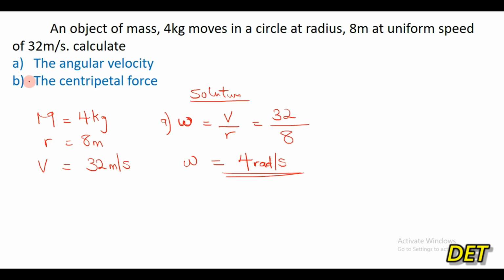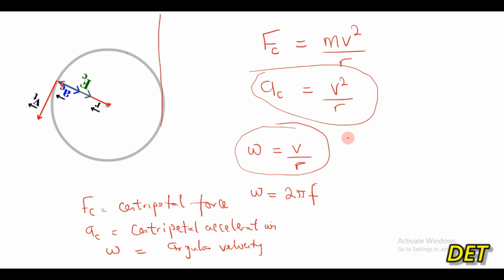So let's look at the other question that we have there. We are asked to calculate the centripetal force, right? So let's put the other solution here, B, centripetal force. So what's the formula for centripetal force? Centripetal force Fc is equal to mv squared over r. We looked at it before that the centripetal force Fc is equal to mv squared over r, right?